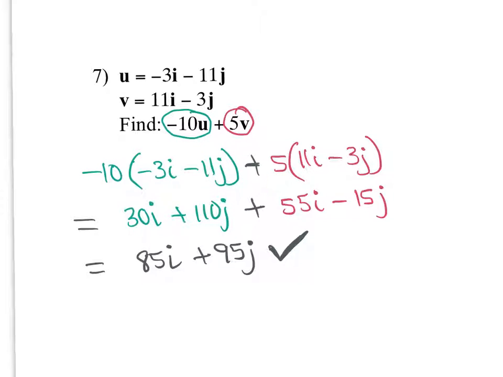Then we do 5 times V. So we take 5 times vector V, which is 5 times 11i, gives us 55i, and 5 times -3j gives us -15j. Then we'll combine like terms. That would be 30i plus the 55i gives us the 85i. The j terms are 110j and -15j. Combining those two, you get +95j. So your answer is 85i plus 95j.